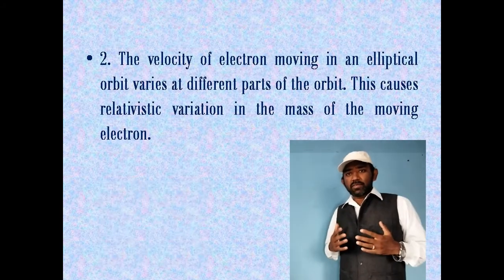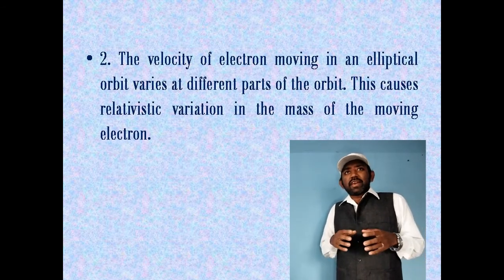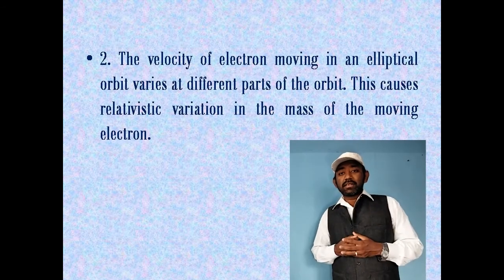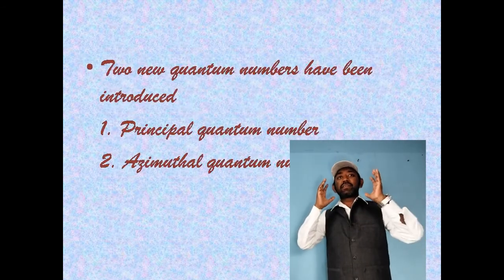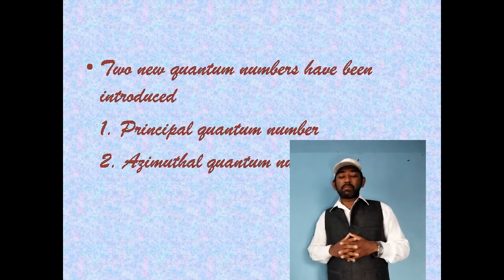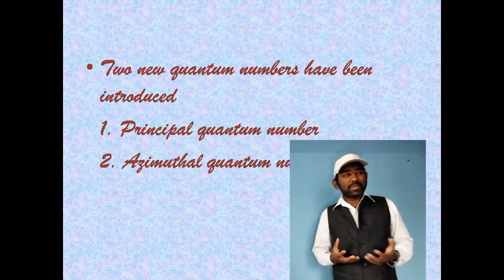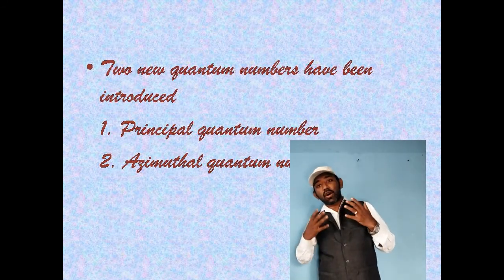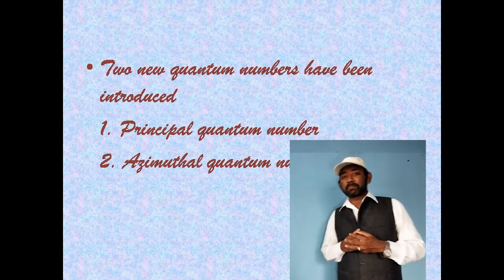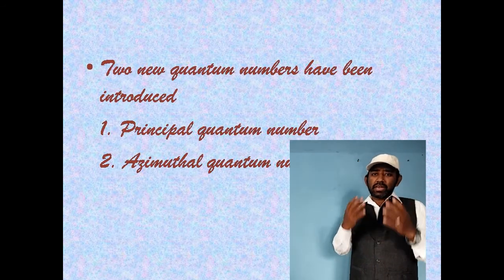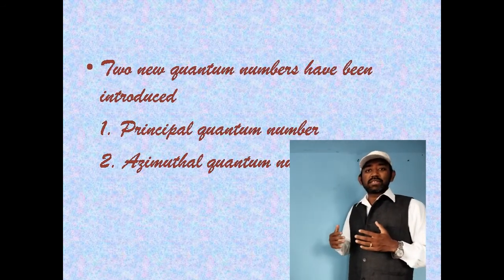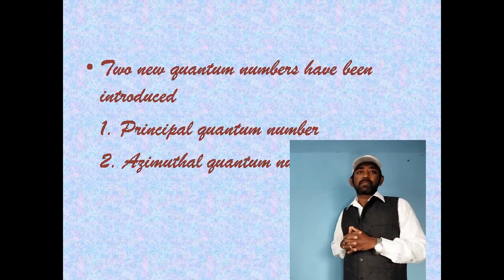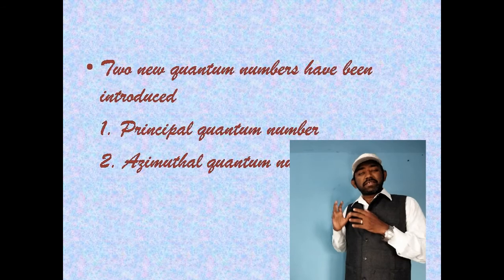To explain this Sommerfeld atomic model, he introduced two more quantum numbers, the principal quantum number and the azimuthal quantum number. The principal quantum number determines the energy of the electrons, and the azimuthal quantum number determines the orbital angular momentum of the electron. He introduced these two quantum numbers to explain this concept, and he succeeded.